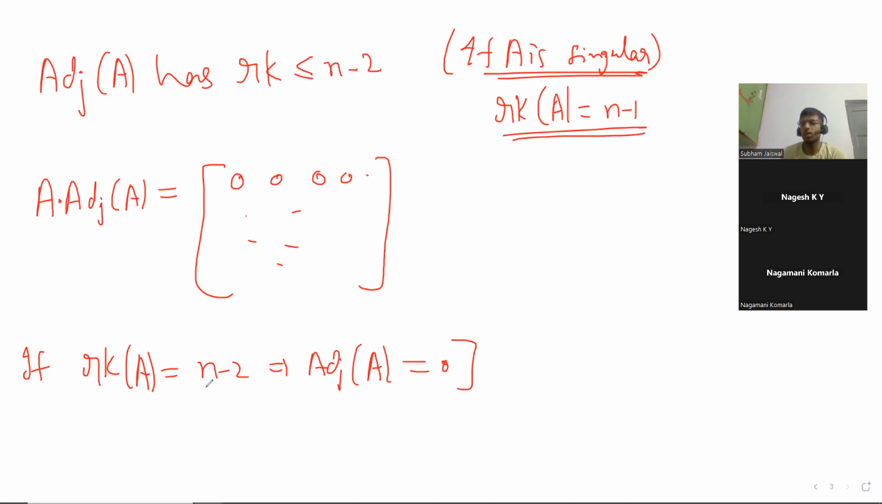So if A had rank n minus 2, it means that any n minus 1 rows are linearly dependent, right? Which means their determinant is 0. So every determinant you calculate while calculating the adjoint will be 0, if A has rank n minus 2.